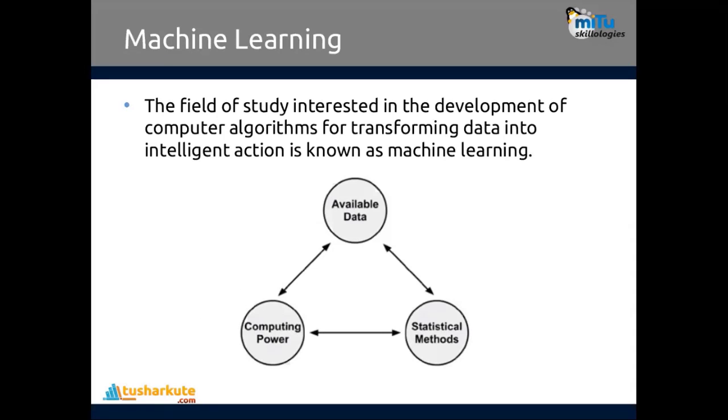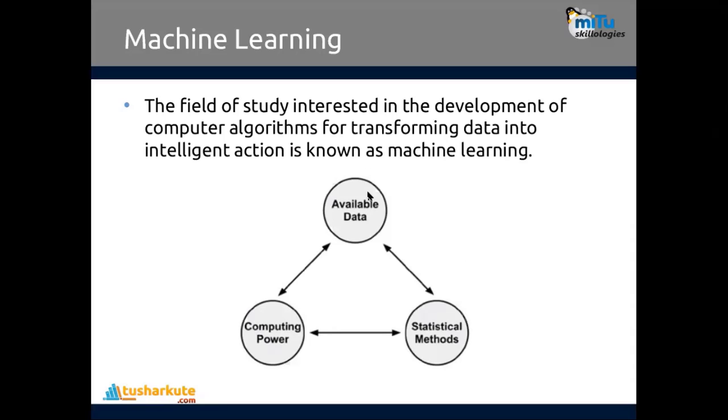Three things are there that machine learning actually works on. As we have seen, we are going to prediction based algorithms. Machine learning is a field of study interested in the development of computer algorithms for transforming data into action, data into intelligent action. That is what machine learning is actually used for. Now that intelligent action generation is done by three angles. So there's a triangle present here. With the help of that triangle, we can build the ML algorithms.